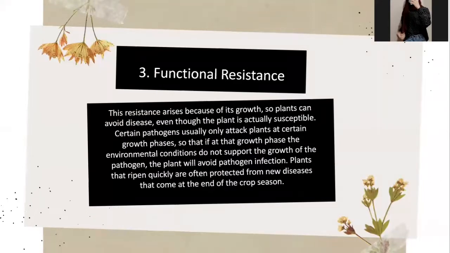Three, functional resistance. This resistance arises because of its growth, so the plant can avoid disease, even though the plant is actually susceptible. Certain pathogens usually only attack plants at certain growth phases, so if at that growth phase the environmental conditions do not support the growth of the pathogen, the plant will avoid pathogen infection. Plants that ripen quickly are often protected from new diseases that come at the end of the crop season.